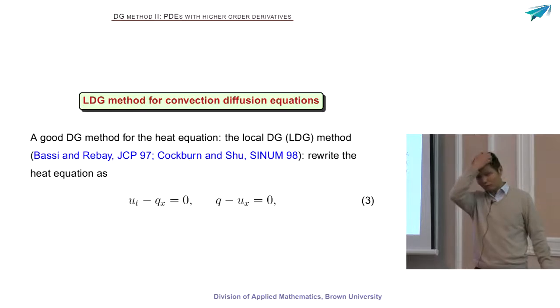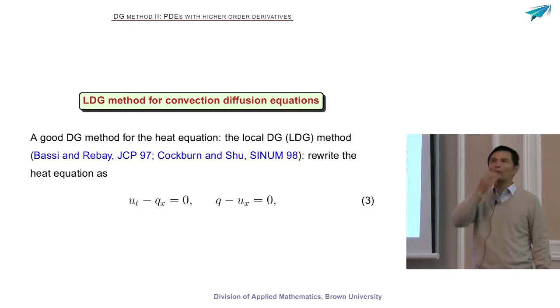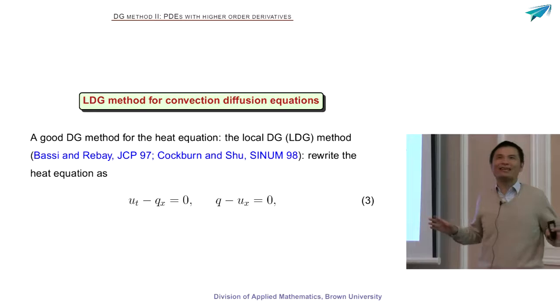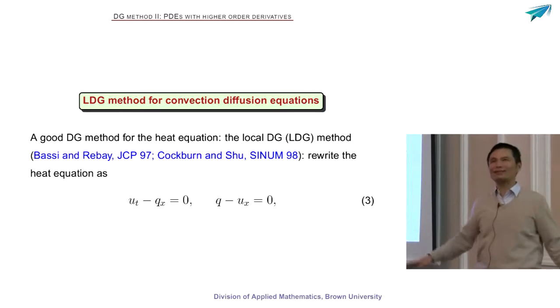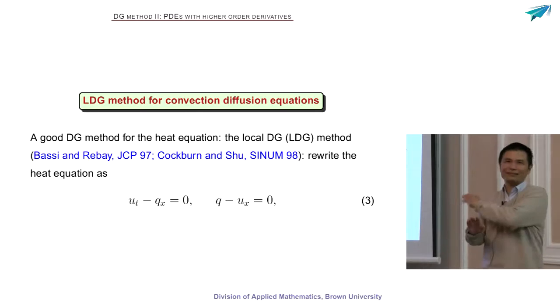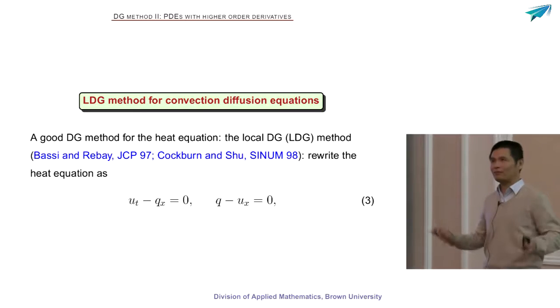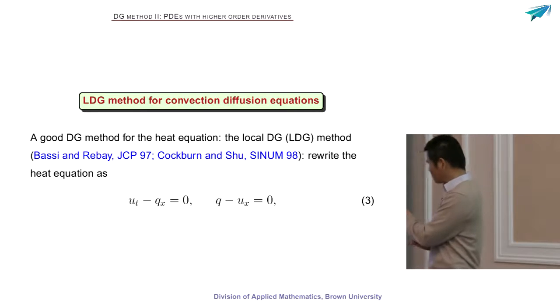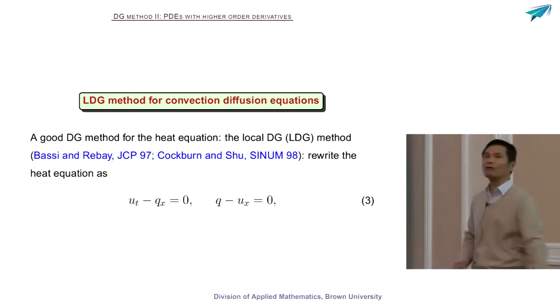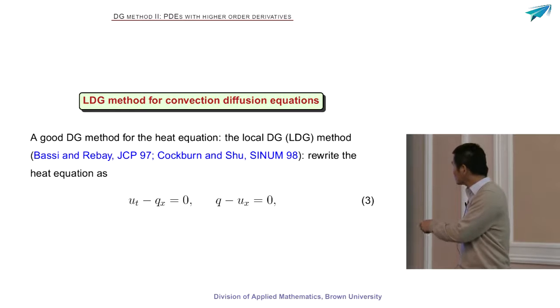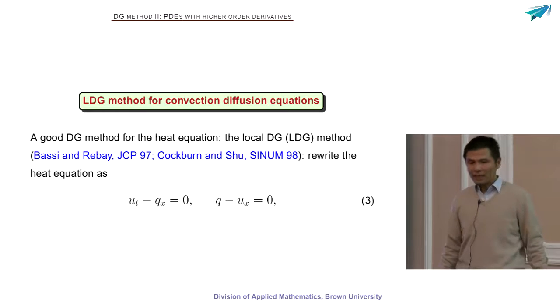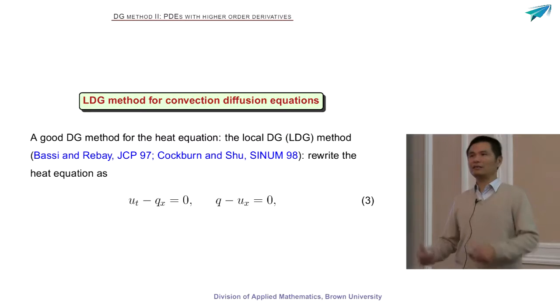It's also true that sometimes people who do not have internal barriers, who want to try things, will get good results immediately. So this is another good example of engineers doing things which turn out very good. For example, this good method, which is called LDG, local DG, I will explain where this local comes from. It came from the work of Bassi and Rebay in JCP 97. Bassi and Rebay are both engineers in Italy.